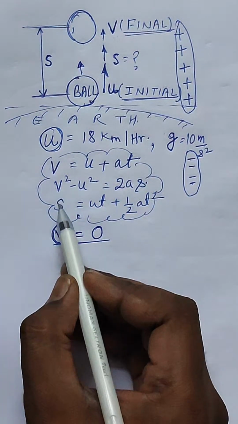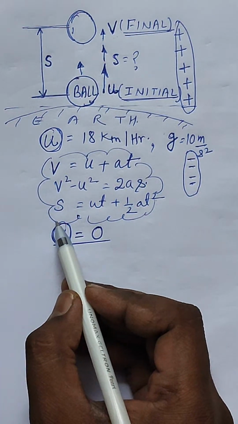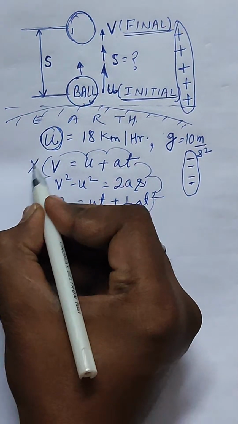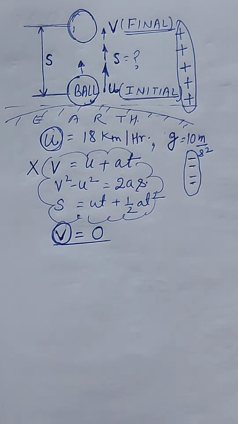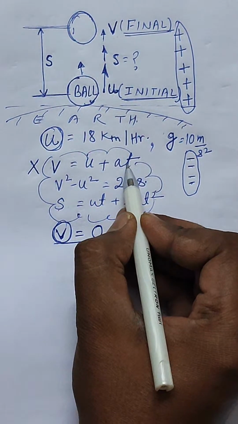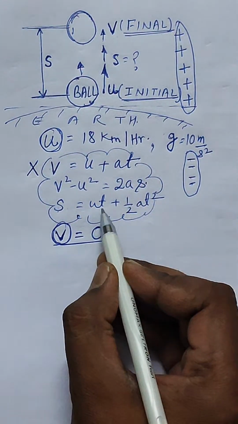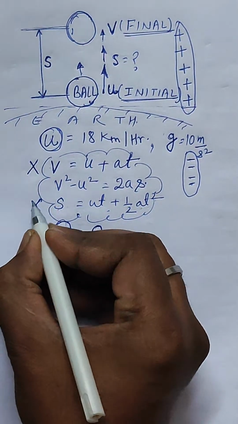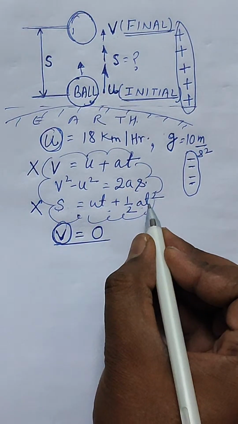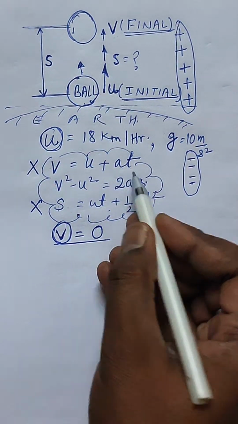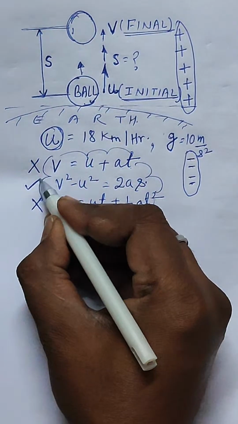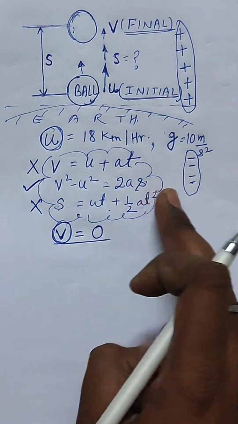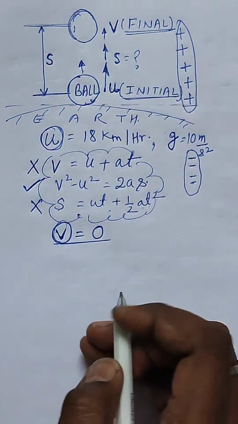Then which formula will be used? You can see we do not know the value of time. So leave the equation v equal to u plus at, and also leave s equal to ut plus half at square, because both have t, the time component. Just select this one, v square minus u square equal to 2as. This will be the formula used in our solution to solve the given numerical.